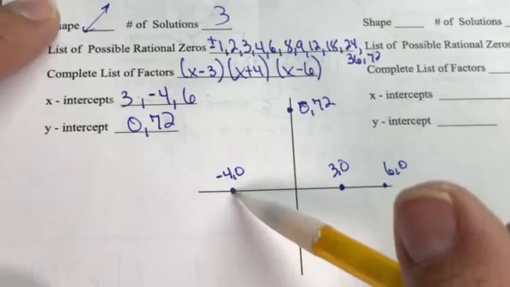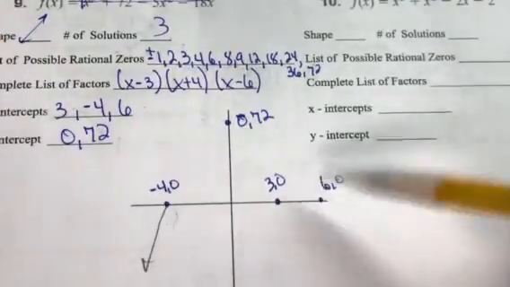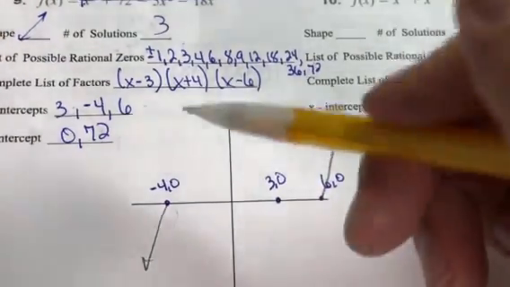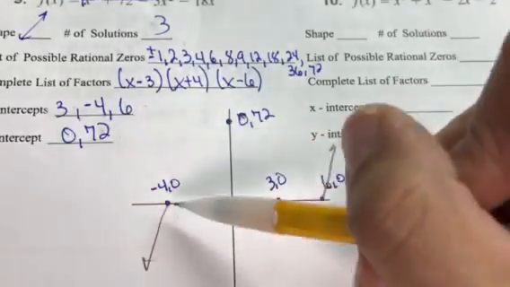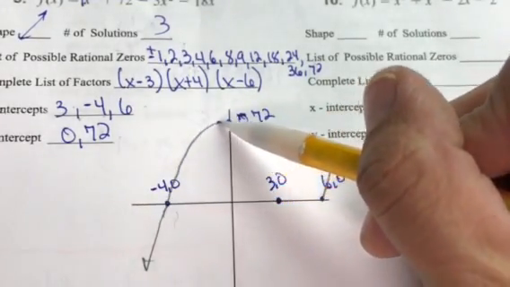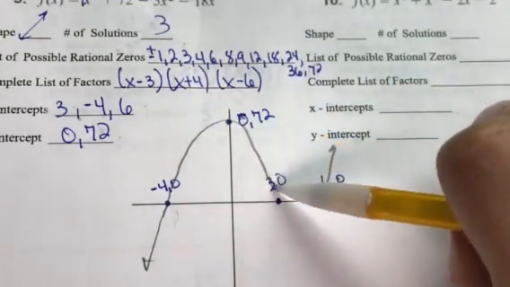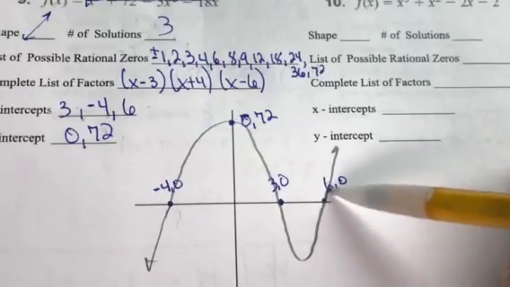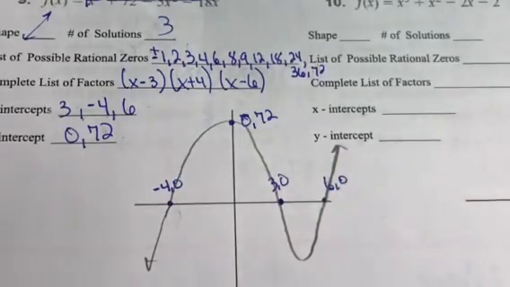End behavior, left point goes down, right point goes up. And now they all cross because they show up once. So cross, turn to get to here, turn to get to here, cross through, turn to get to here, cross through. So now you need to try 10.